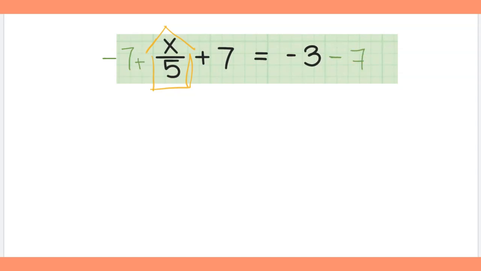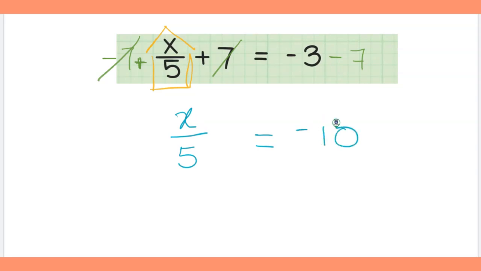Once we've done that, we know that we can eliminate these two. Just note I did put the addition sign there because we know that the x divided by 5 is in fact positive. And we now are left with the following equation after we've eliminated that. We've got x divided by 5 equals -3 minus 7, which is -10.